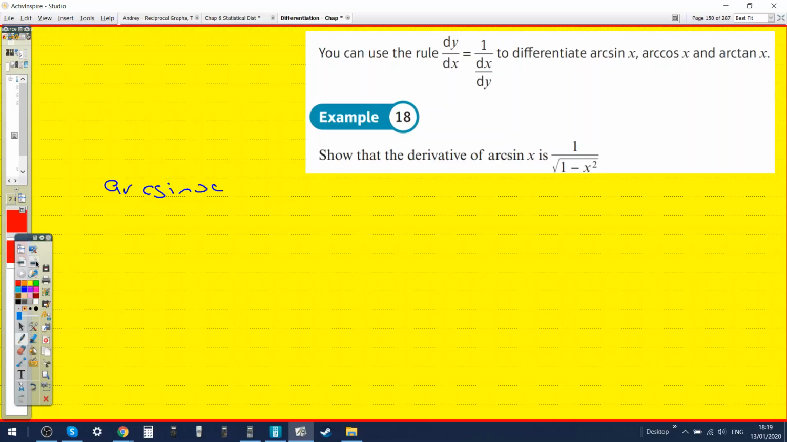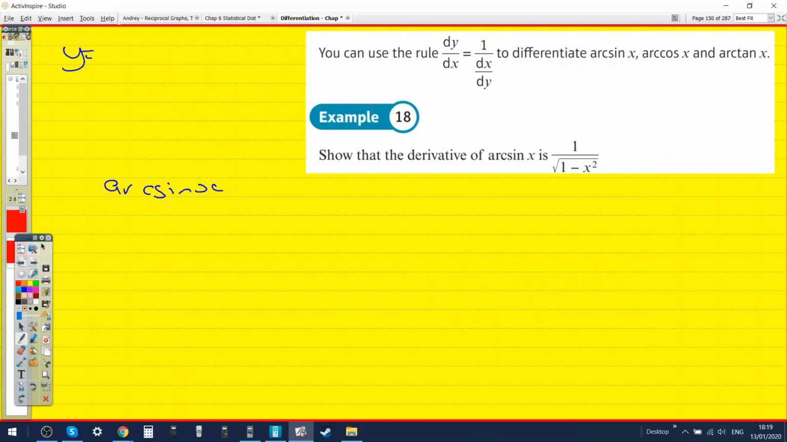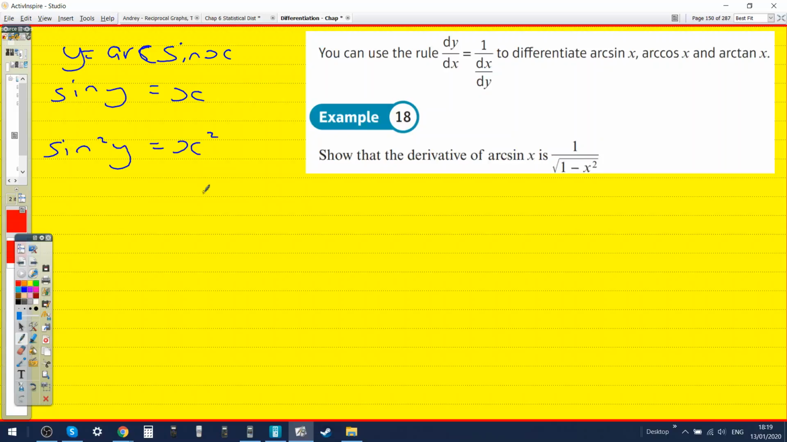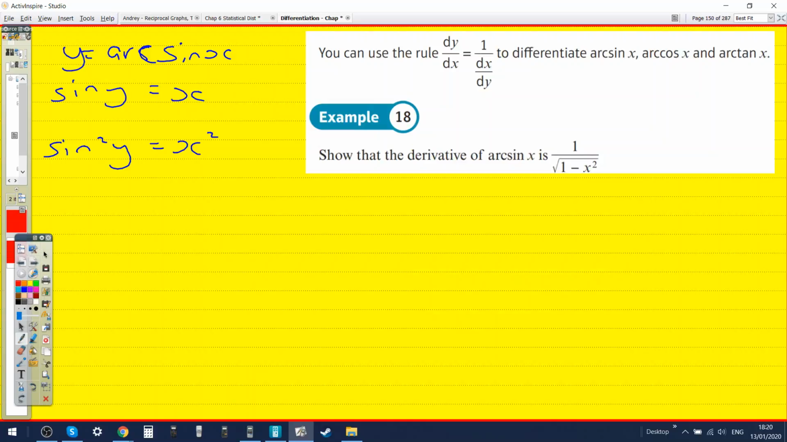I'm not sure about this one. So if you had y equals... I'm not quite sure about this one at all. So this is the let part. Okay. Let y equal arc sine x. So that's what I thought we might have to do. Let y be equal to arc sine x. Do we sine both sides? Yes. So sine y equals x. And do we square? Okay. Sine squared y equals x squared. Oh, hang on. No, we don't need to do that. Maybe later.